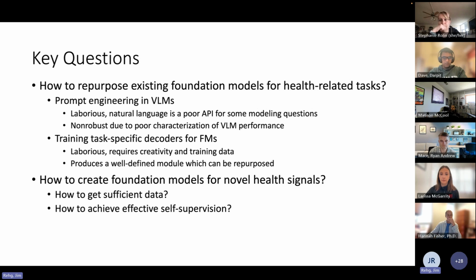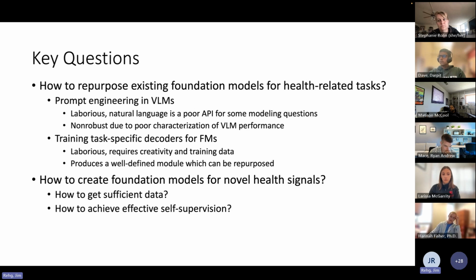One is, how can we take existing foundation models and repurpose them for health-related tasks? And there are basically 2 approaches to this. Ben talked about the first approach in his presentation, which is this idea of prompt engineering, where you essentially don't touch the representation and don't interact with it at all, and simply provide natural language instruction to tell the model what you want it to do. And this can work well in circumstances, particularly where text is the desired output. But in my experience, it's often not a super great approach, because natural language is often a relatively poor API for describing what you want in terms of modeling. And there are also some issues of non-robustness because these models are not well characterized right now.